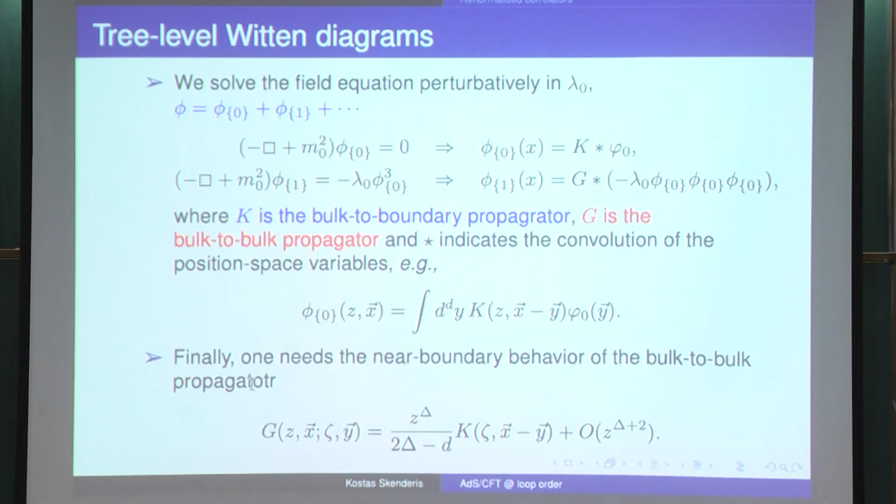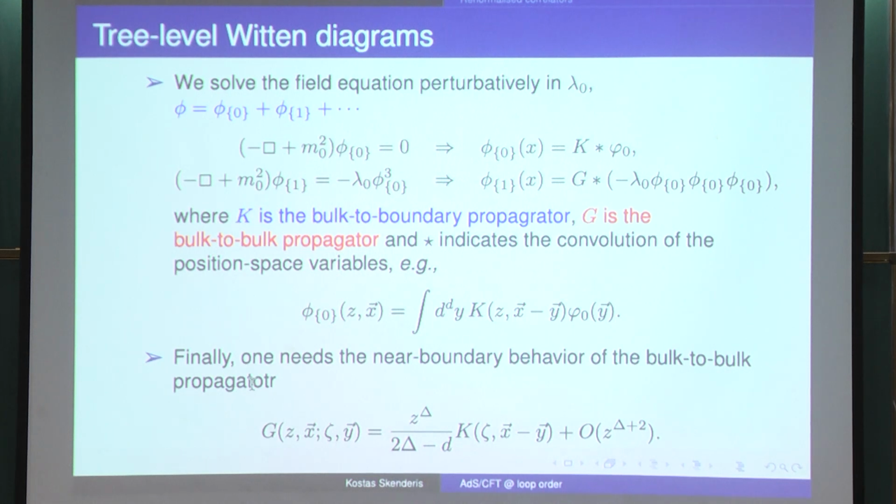Okay, so now let's do that computation. To do the computation, we want to solve the field equation perturbatively, treating the quartic coupling as a small parameter. So the classical field is now written as a series of terms where the index indicates the order in that parameter. To linear order, the right-hand side is 0, so we just need to solve this equation.